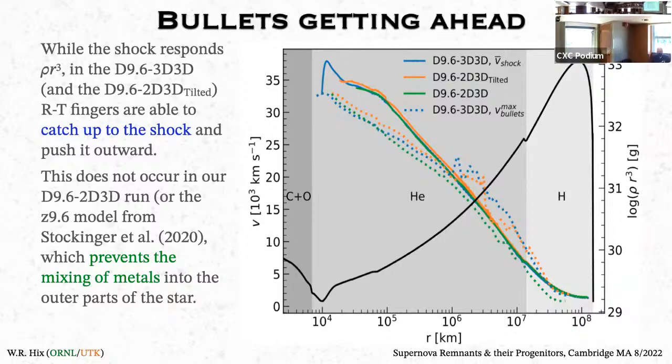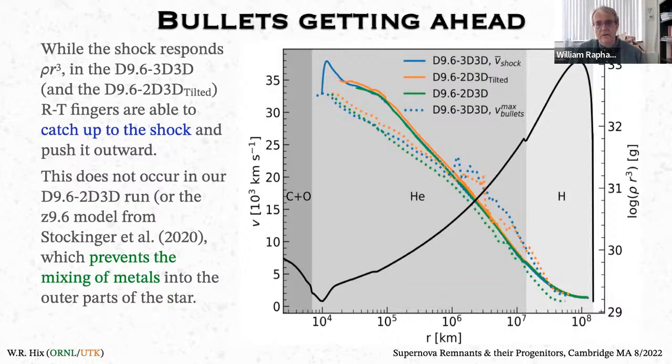So here is our version of this velocity and rho r cubed plot for the model. The dark blue line is the mean shock velocity, and so you can see it declines as it goes through the star. It's decelerated. There's one small episode of acceleration at the helium-hydrogen interface. What we've also added on here, though, is the dotted line. The dotted blue line is the highest velocity of the bullets. And so in our particular model, the bullets are actually keeping up with, and in some cases pushing on, the shock. And so we're going to end up with a morphology that reflects that.